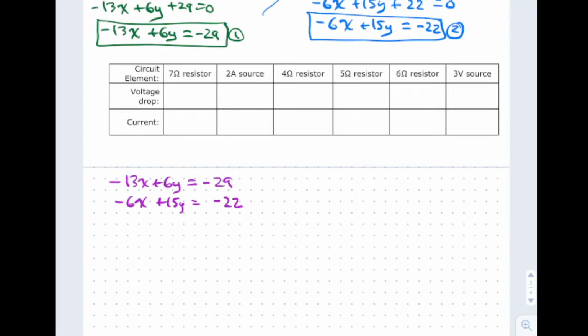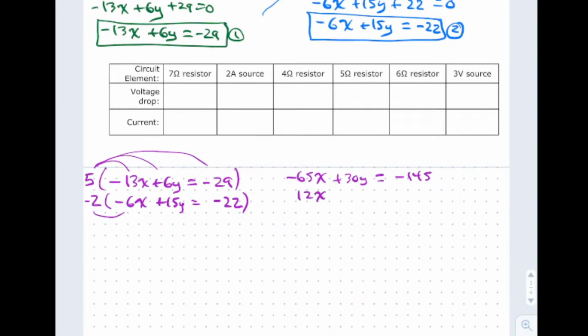So what I'm going to do is take this top equation, and in order to make that 6 into a 30, I'll use a 5. In order to make this 15 into a 30, I'll use a 2. Now remember also, I need one of these to be negative, a negative 30y. So I'm going to make that a negative 2. So what do I got here? 5 times negative 13 is negative 65x. 5 times 6y is plus 30y, equals 5 times negative 29, which is negative 145. On the bottom, negative 2 times negative 6 is a positive 12x. Negative 2 times 15y is a negative 30y. Negative 2 times negative 22 is a positive 44.